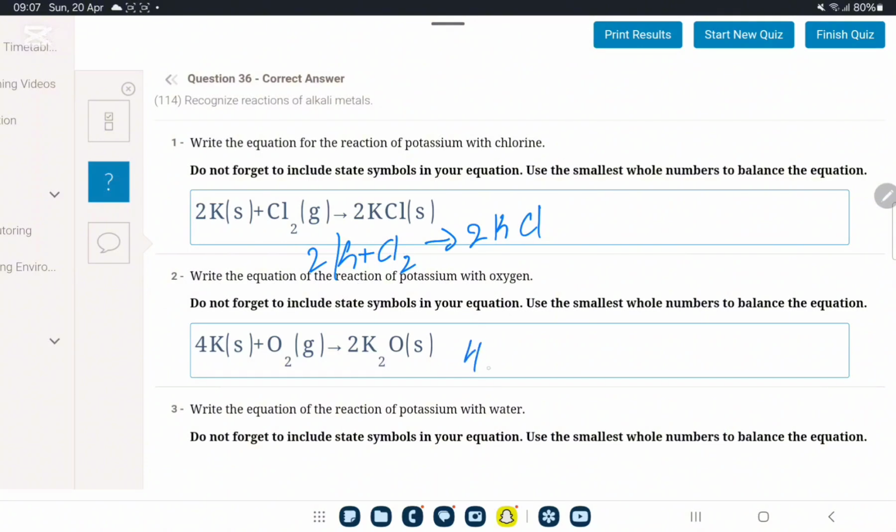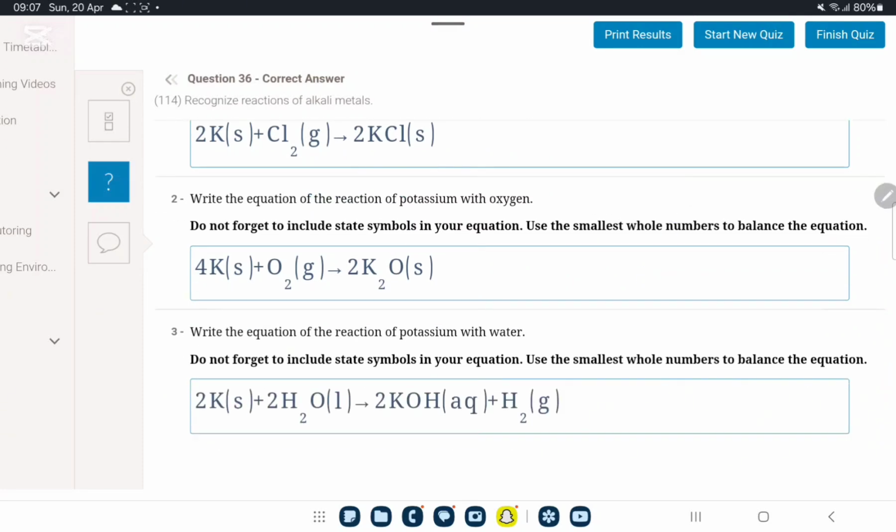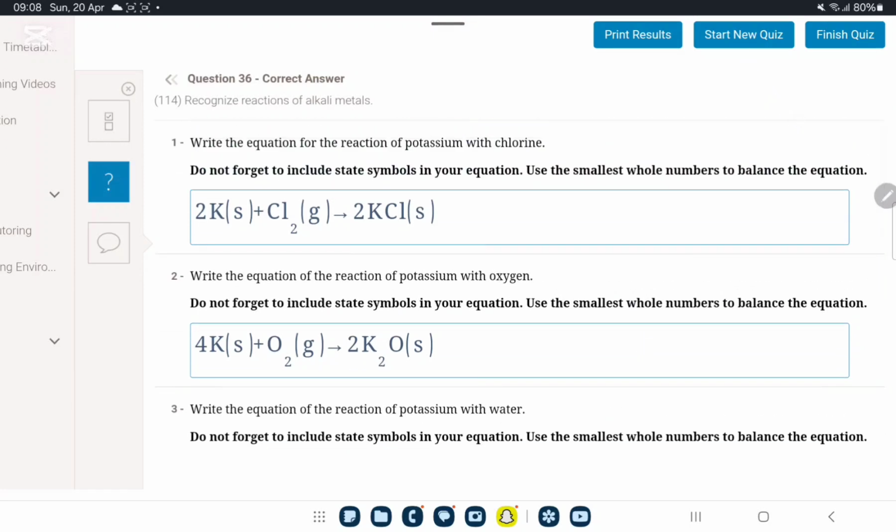And then with oxygen, it is 4M plus O2 gives 2M2O. They're also asking about potassium, so just replace the M with K. And now you have it balanced too. And then last one, the form is 2M plus 2H2O gives 2MOH plus H2. So here they're asking about potassium again, so replace the M with K, and that's it, and it's balanced. That's all of the quiz, and good luck.